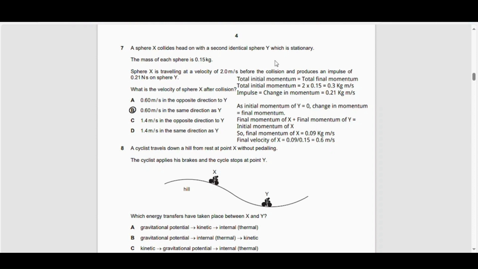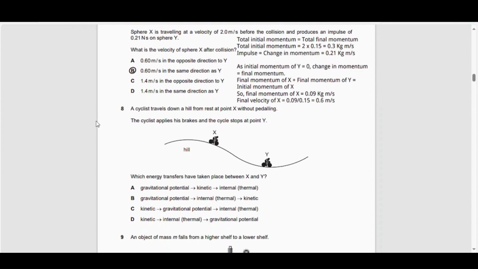So the final velocity of Y has to act as well. Like if you divided that impulse value by the mass of Y, which is 0.15, you'll be able to find the final velocity of Y, and that will be in the positive direction as well, because 0.21 divided by 0.15 should give you a positive answer. Therefore, the fact that the final velocity of X is also positive means that the final velocity of X must be in the same direction as the final velocity of Y. So the answer is B.